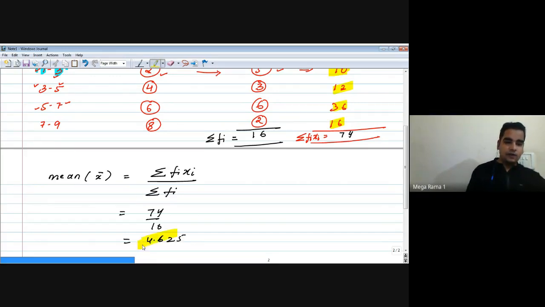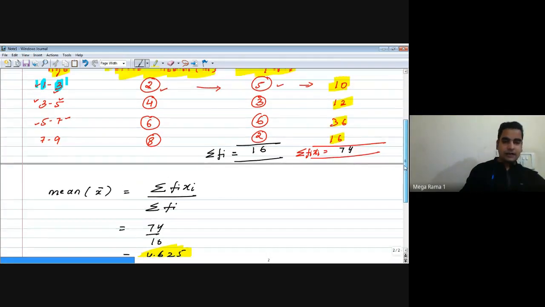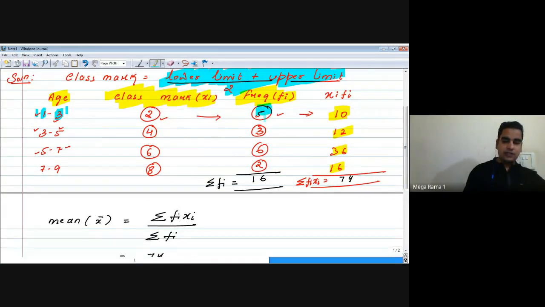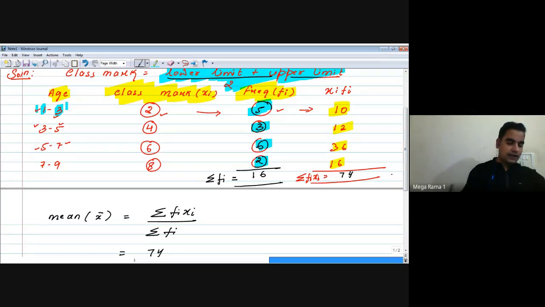Is it clear to everyone what you need to do when class intervals are given to you? When class intervals are given to you, you have to find out the class mark. Okay, and you have to multiply those class marks with the corresponding frequencies, and the rest of the process is going to be similar to the ones we did yesterday. I hope it is very clear to each one of you, and you all are ready for one problem now based on this concept.